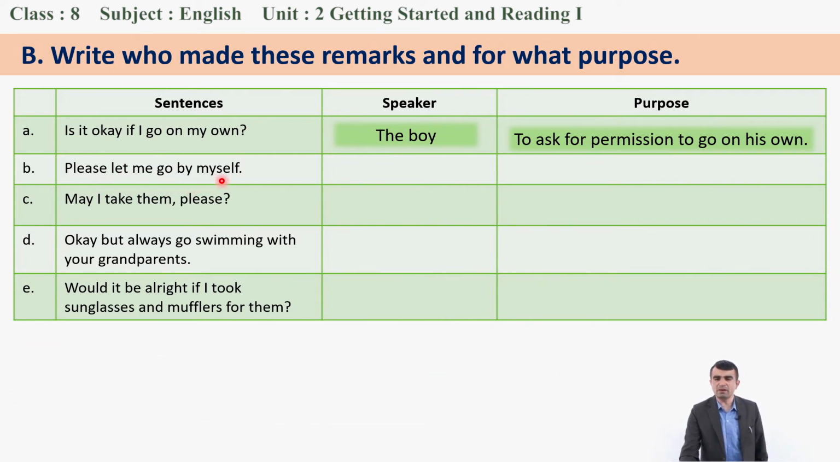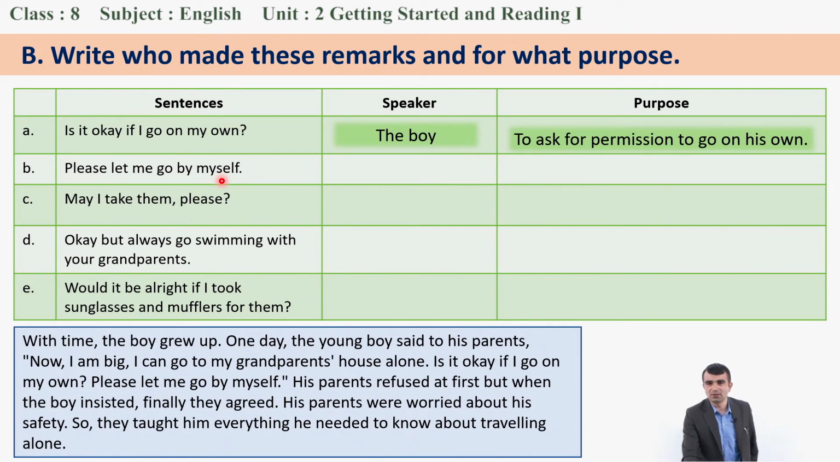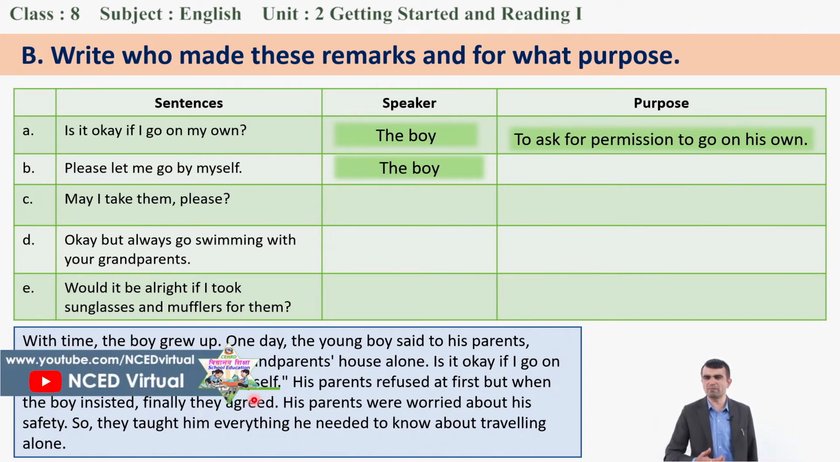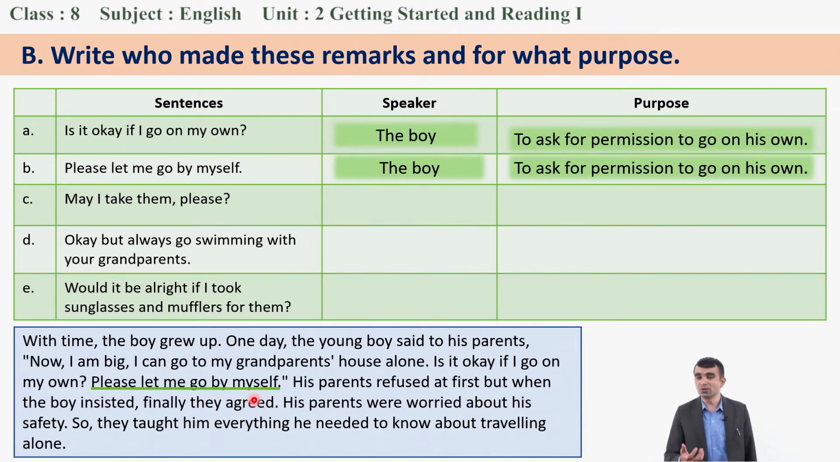Next remark: Please let me go by myself. Who said it? See here. Find it. Where is it in the text? Who said it? Again, the boy. Very good. For what purpose? Please let me go by myself means that is also to ask for permission to go alone to his grandparents' house. Is it so? Next one.